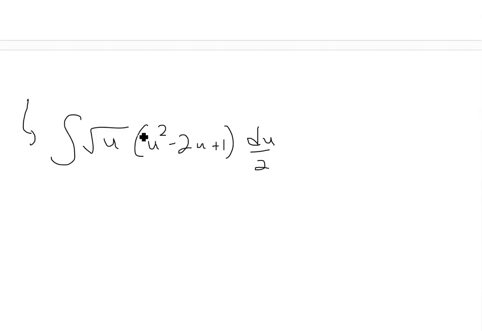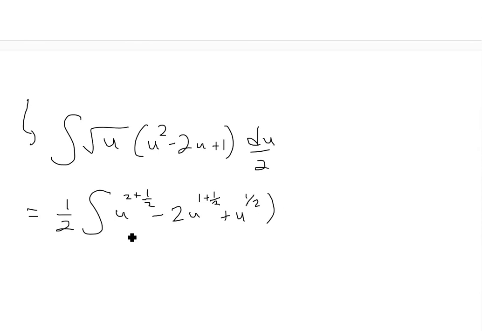Now we could even simplify this by expanding it all out. This will equal 1 over 2, just put this out front, times the integral of, now we can multiply inside. We get u squared, and we have to add up the powers. The square root is 1 over 2, so we add 2 plus 1 over 2, minus 2u to the 1 plus 1 over 2. And then the last one, this 1, is going to be u to the power of 1 over 2, or square root of u. And again, we put a du at the end.